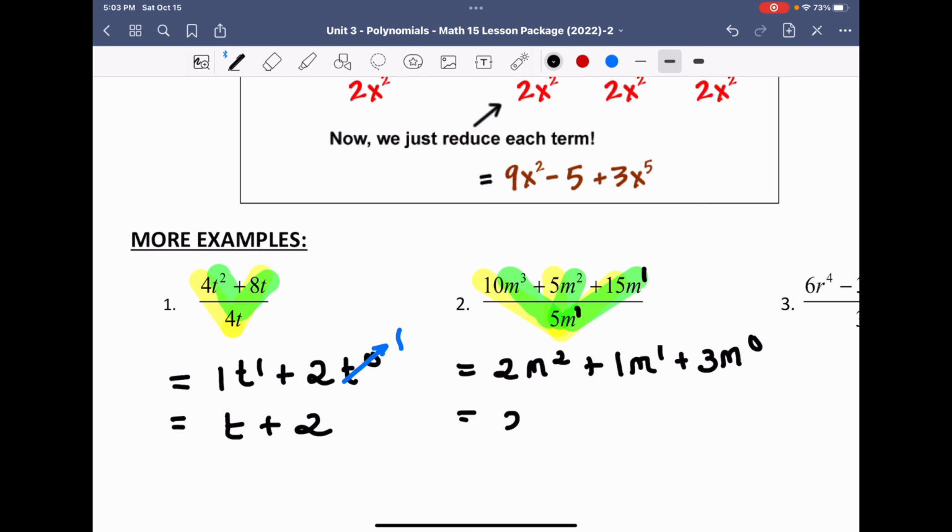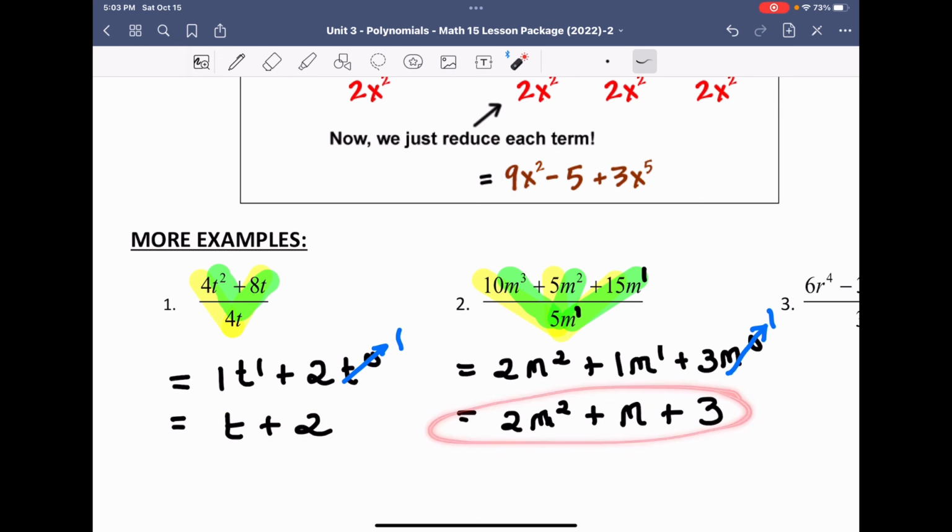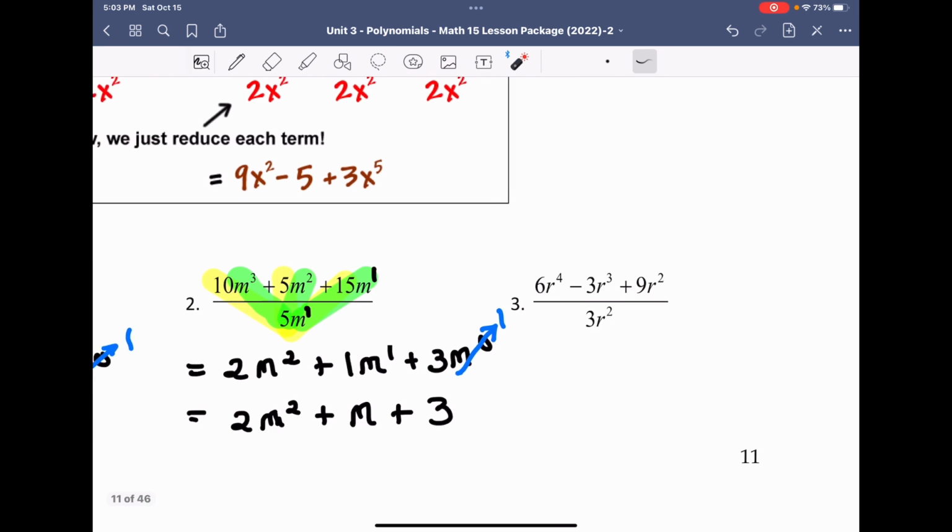Therefore, this simplifies to 2m cubed, or m squared, I should say, m squared plus 1m, which we could just write as m, plus, we know anything raised to the power of 0 goes down to 1, and therefore that's 3 times 1, or just 3. So we've now had something that reduced down to a binomial. We had something that reduced to a trinomial. Now let's try one more example here.